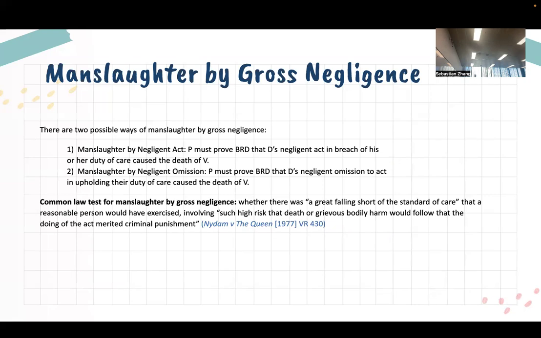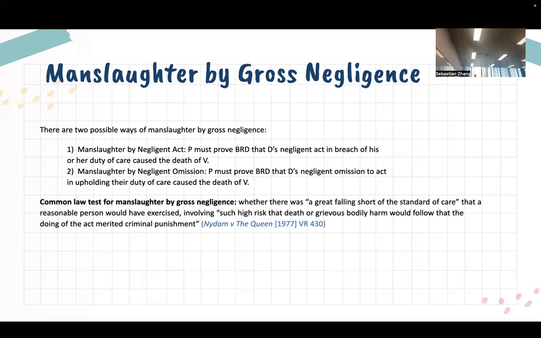First of all, you need to understand that there are two possible ways of manslaughter by gross negligence. The broad category of criminal offense is first of all UDA, second of all gross negligence. And then under gross negligence, there are two subcategories, by act and omission. From the diagram, you see the things I wrote there.